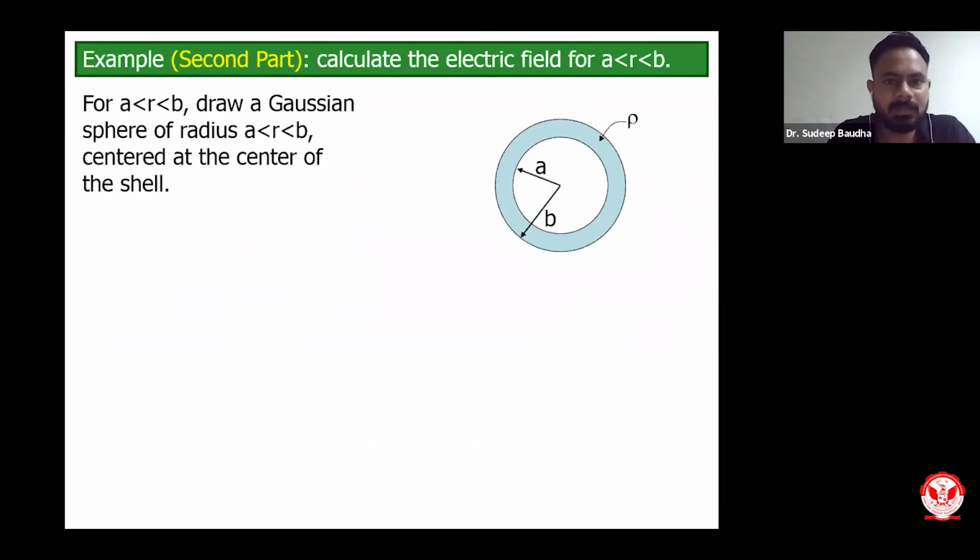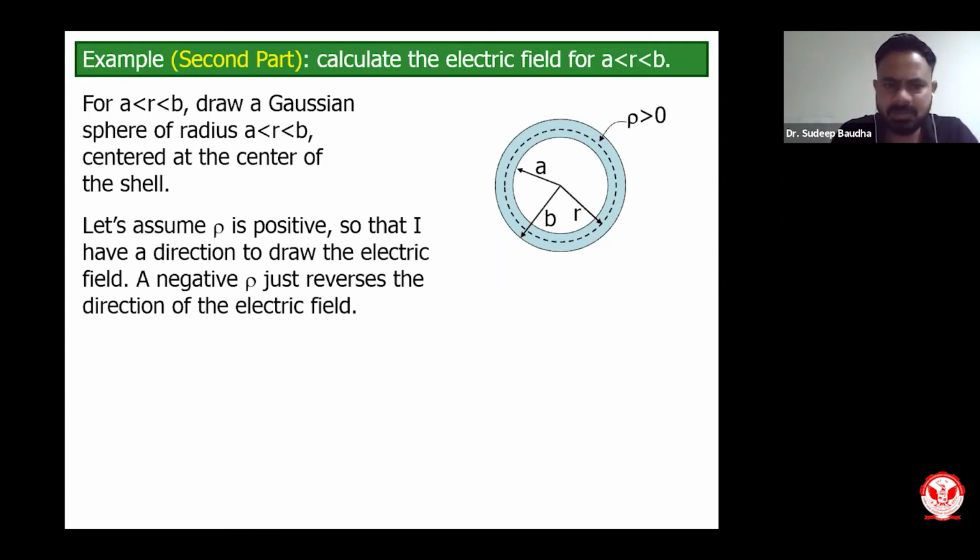Now the second region, I can consider a region which lies from A to B. We can draw a Gaussian sphere of radius R, which is greater than A but less than B, centered at the center of the sphere. So I will show you how it is. I can make a Gaussian sphere of radius R like this, and then we can assume rho is positive, as we have assumed that this is a positive volume charge density, and have a direction to draw the electric field. A negative rho just reverses the direction, as you all know: a positive sign gives you direction outward and a negative sign gives you direction inward.